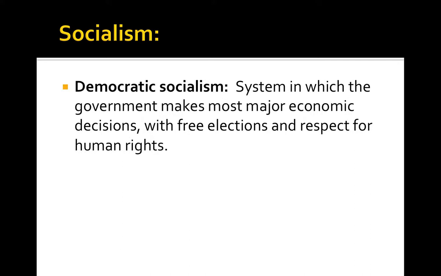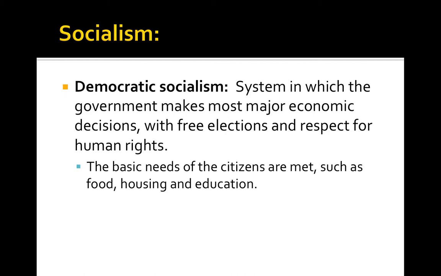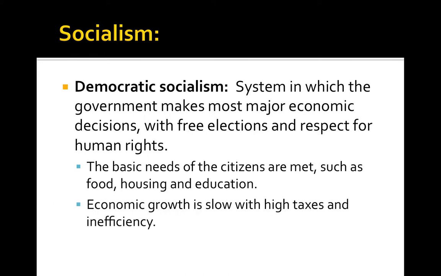Democratic socialism is a system in which the government makes most major economic decisions with free elections and respect for human rights. The basic needs of the citizens are met, such as food, housing, and education. Economic growth is slow, however, with high taxes and inefficiency.